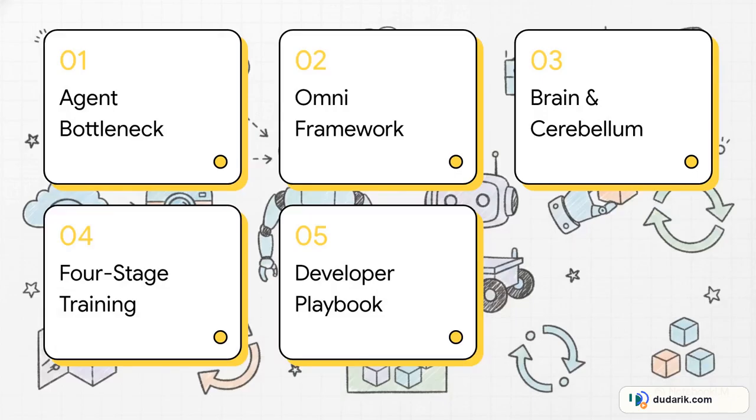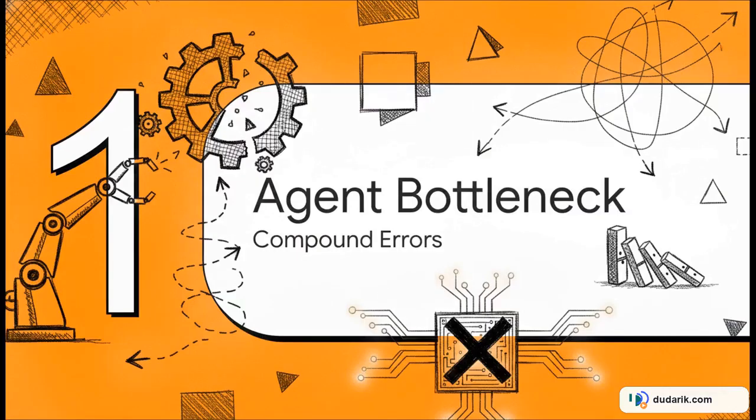Here's our quick roadmap for today. We are going to cover the embodied agent bottleneck, the new unified Omni framework, this really cool brain and cerebellum concept, the progressive four-stage training, and finally, we'll wrap up with a developer playbook. All right, part one, the embodied agent bottleneck, or why compound errors are such a headache in robotics right now.